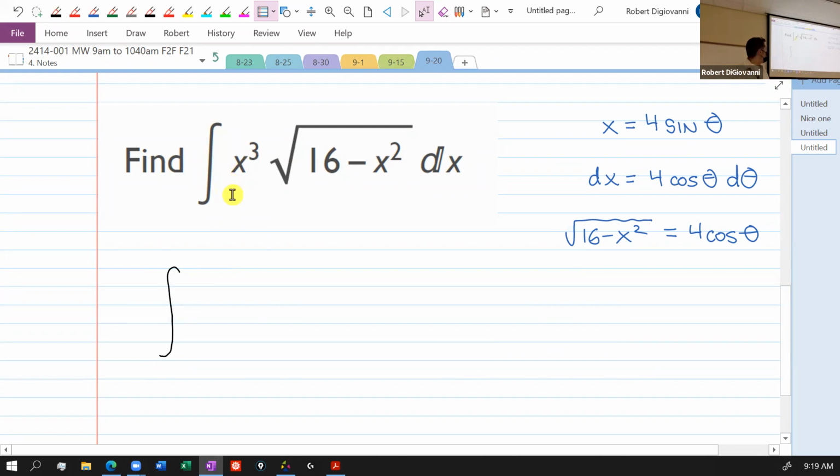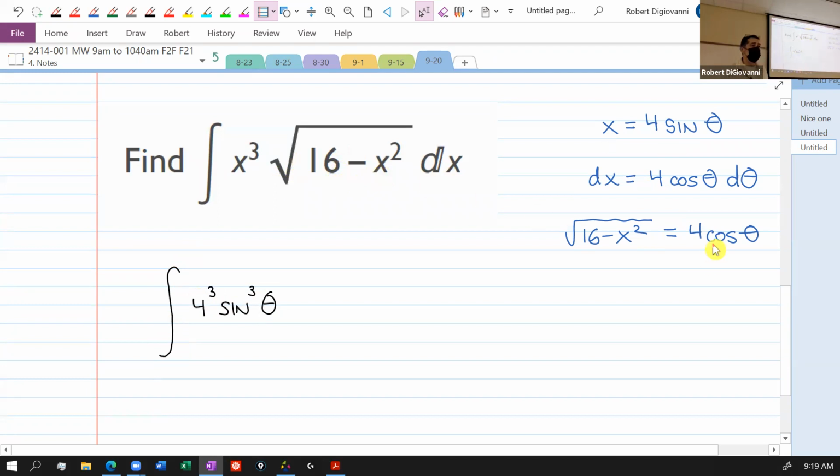X cubed. Well, what's x for us now? This is x, right? So if I cube this, I got to cube the 4 and the sine, don't I? So this is going to be, I'm going to write it as 4 cubed, even though we can all do 4 cubed in our minds. Well, maybe, maybe not. Sine cubed theta. Does everyone understand that that's x cubed? Okay. Now, the square root of 16 minus x squared, what does that turn into?